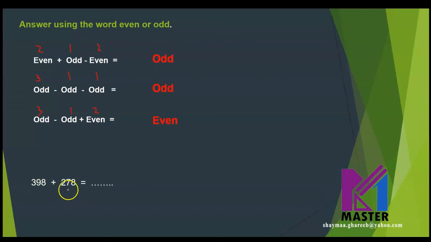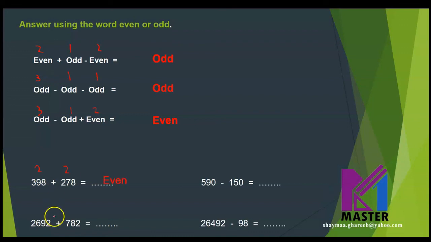We have here two even numbers. So I will assume this is 2 and this is 2. 2 plus 2, 4. And 4 is even. And I will do the same with all the coming examples. So this will be even. Here, another two even numbers. So it will be even.